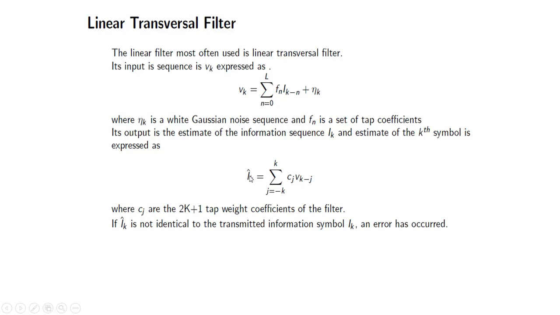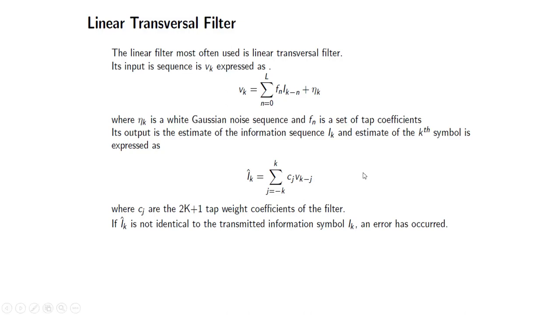Then we will say IK hat is the estimate of the information sequence, which is the estimate of whatever was transmitted as ones and zeros. Basically, the equalizer is a filter with the CJ representing the coefficients of the filter. It will have 2k plus 1 tap weights, because J will vary from minus k to k, including zero. So the number of coefficients or taps in this filter will be 2k plus 1. Basically it is the convolution of the VK sequence, which is the input to the equalizer, and the filter coefficients, which act as the equalizer.